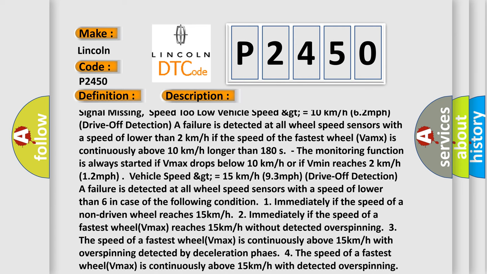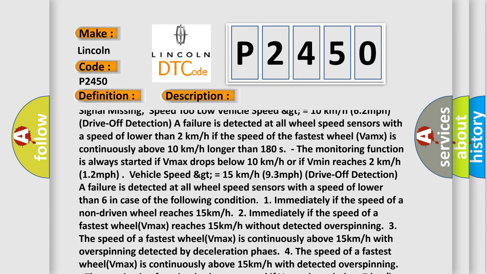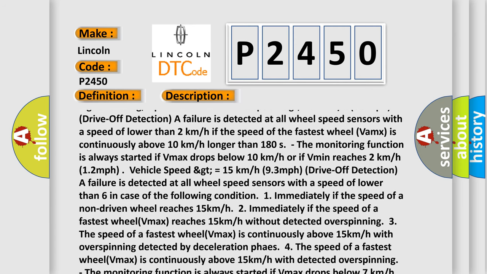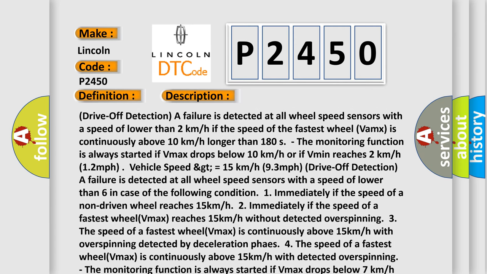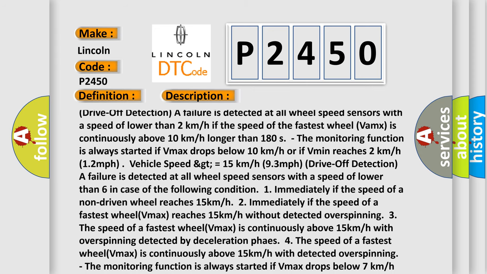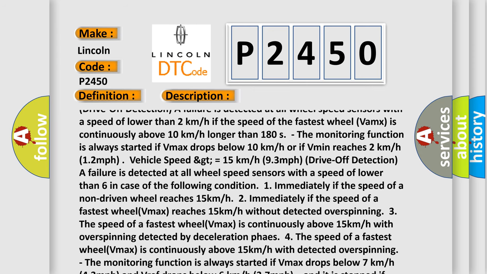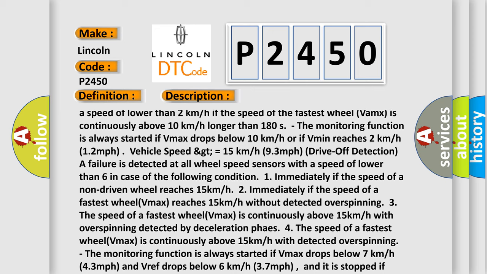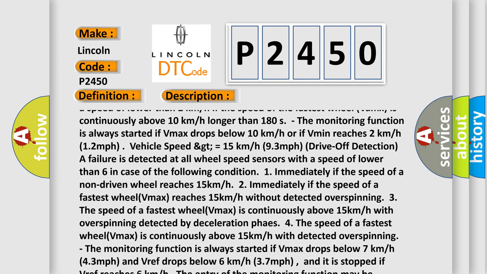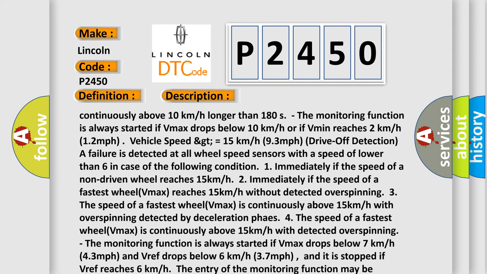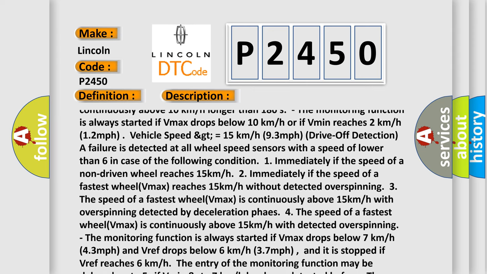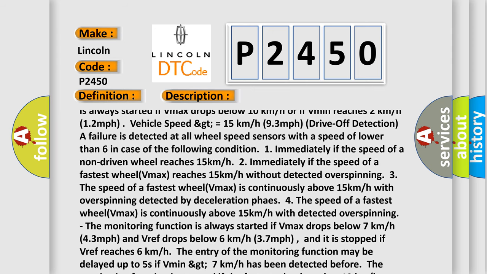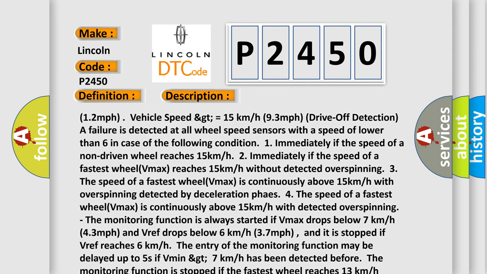The monitoring function is always started if Vmax drops below 10 km per hour or if Vmin reaches 2 km per hour, 1.2 miles per hour. Vehicle speed GT equals 15 km per hour, 9.3 miles per hour, drive off detection. A failure is detected at all wheel speed sensors with a speed of lower than 6 km per hour in case of the following conditions: 1, immediately if the speed of a non-driven wheel reaches 15 km per hour; 2, immediately if the speed of the fastest wheel Vmax reaches 15 km per hour without detected overspinning; 3, the speed of the fastest wheel Vmax is continuously above 15 km per hour with overspinning detected by deceleration fees; 4, the speed of the fastest wheel Vmax is continuously above 15 km per hour with detected overspinning.